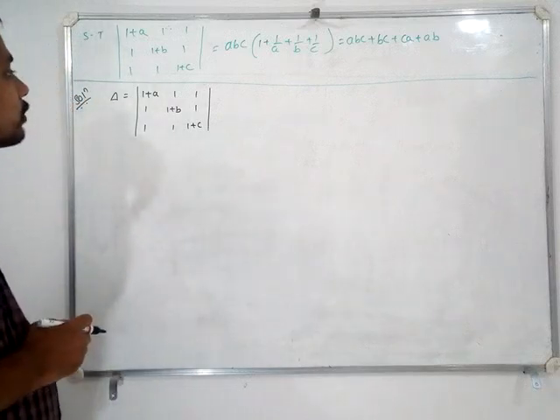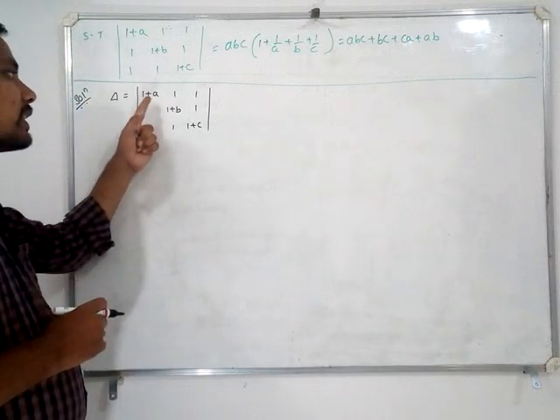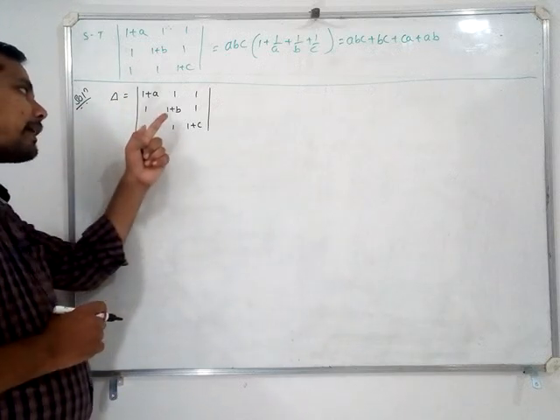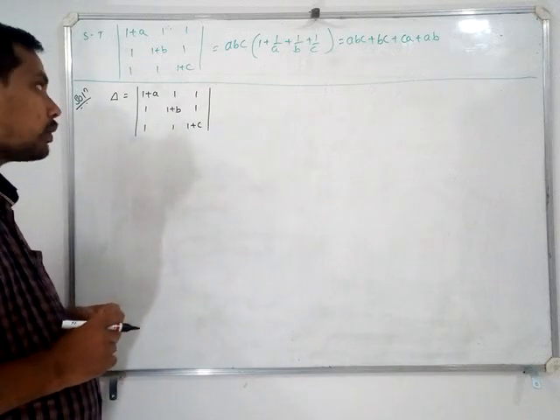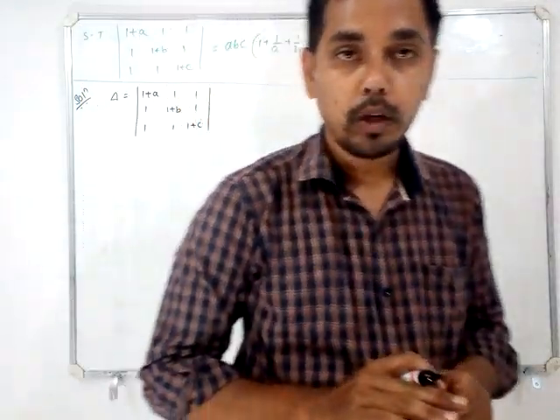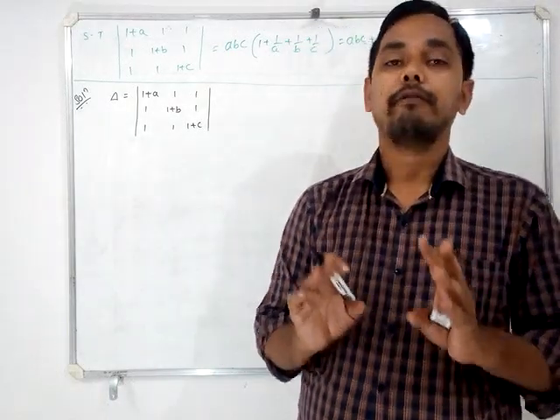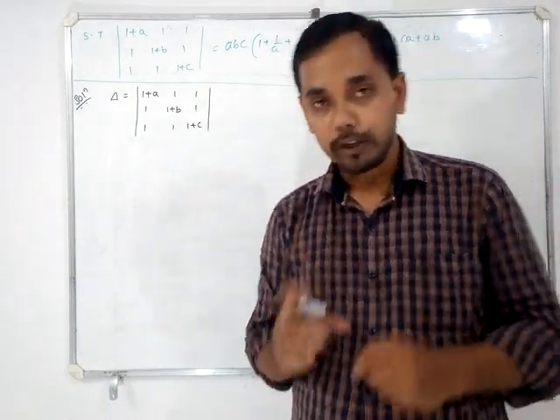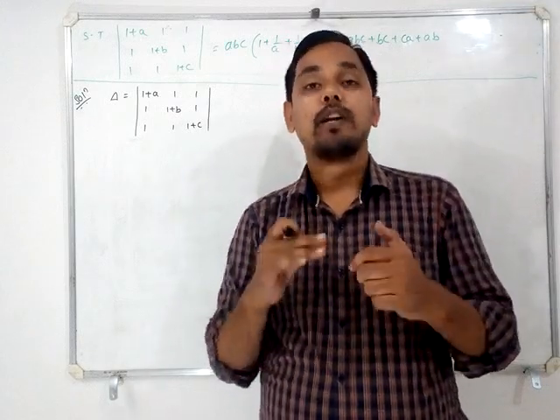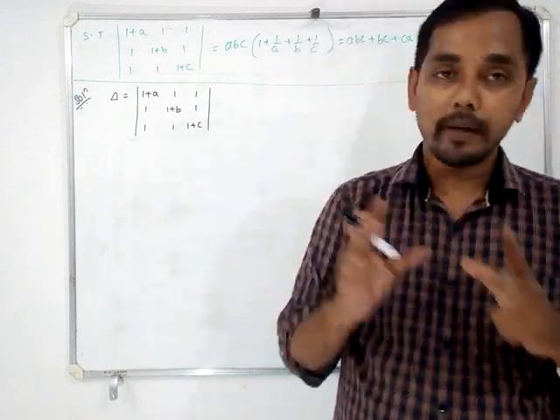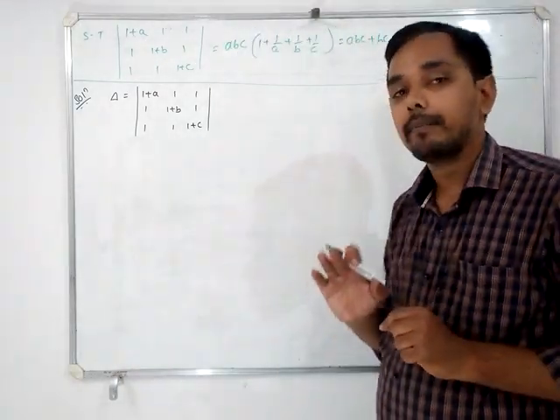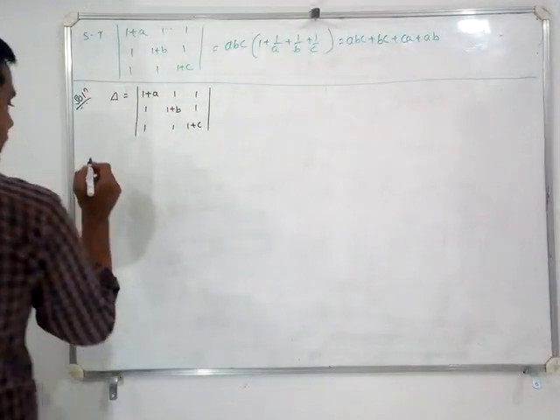Now what I will do here is multiply by A and divide by A for the first row. I will multiply by B and divide by B for the second row, and multiply by C and divide by C for the third row, to all the elements of the first, second and third rows. For the first row I am multiplying by A and dividing by A. For the second row I am multiplying by B and dividing by B. And for the third row I am multiplying by C and dividing by C. So what happens?